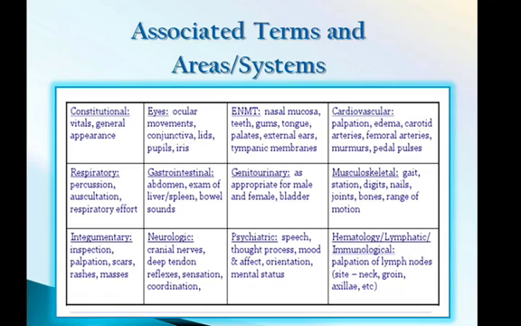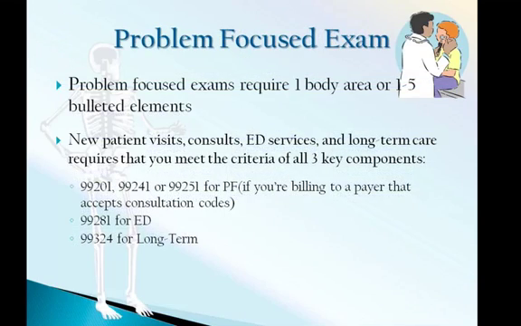Some of these areas are obvious, like rash for skin or integumentary. Others require clinical familiarity, like edema for cardiovascular. The first type of exam, a problem-focused exam, requires 1 body area using the 1995 guidelines, or 1 to 5 bulleted elements under the 97 guidelines.